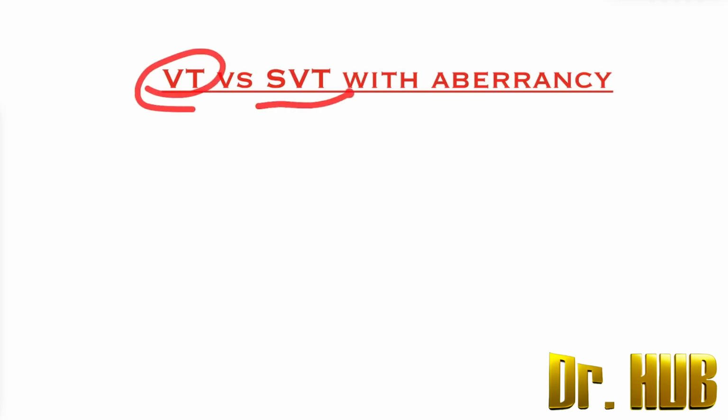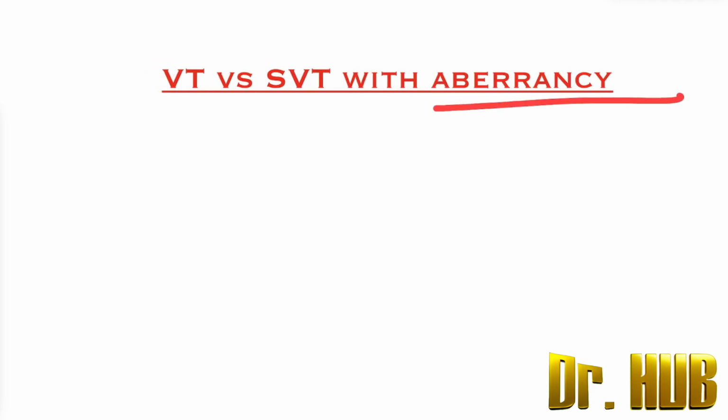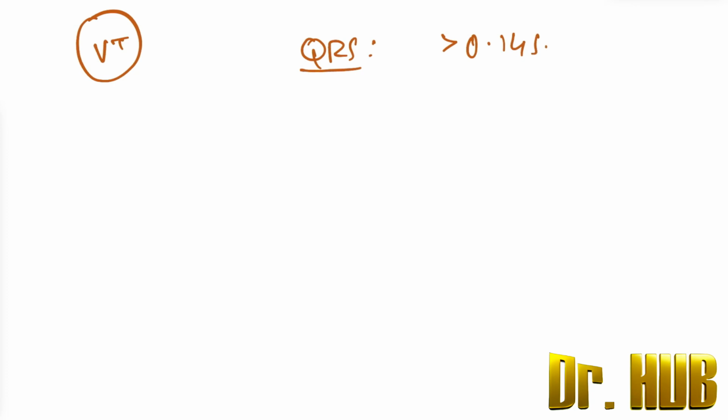We are comparing VT versus the SVT with aberrancy. So first let's look at the VT. Here in VT, let's divide the features into the following headings. Under QRS duration, it is greater than 0.14 seconds.